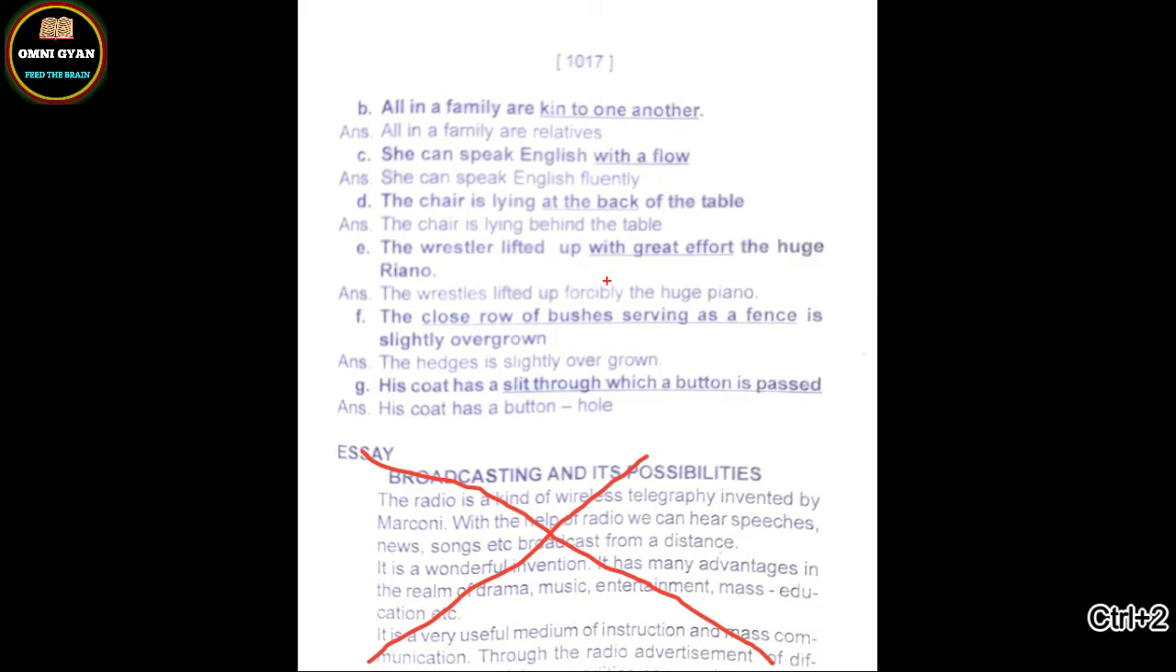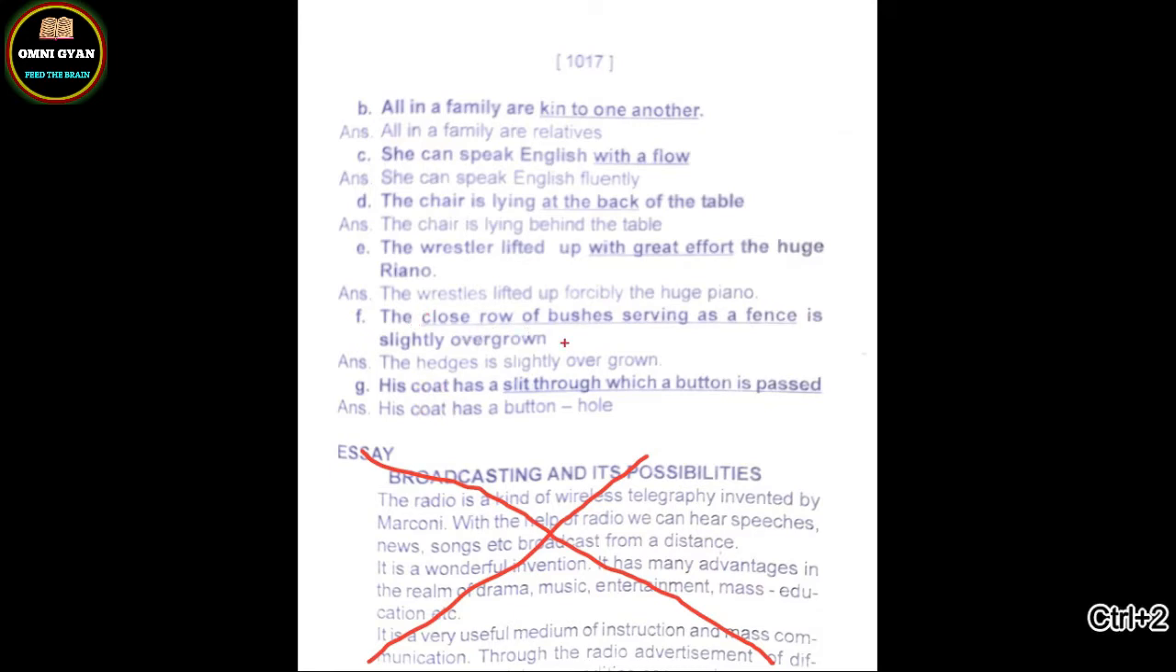The wrestler lifted up the huge piano with great effort. So with great effort has been underlined. It means the wrestler lifted up forcibly. Instead of with great effort, you can use the word forcibly. So the wrestler lifted up forcibly the huge piano. Right? Let's move on.